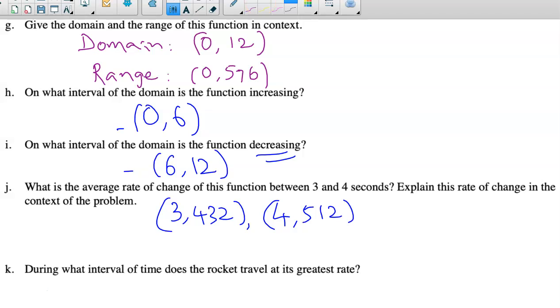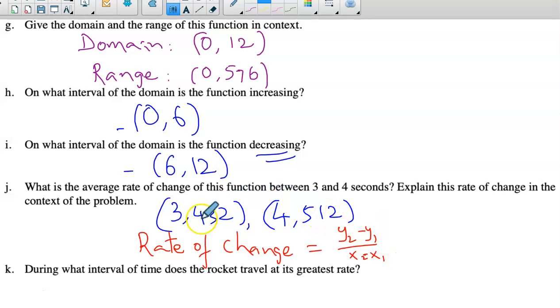Now the average rate of change is equal to the formula y2 minus y1 over x2 minus x1. Okay, that is 512 minus 432, divided by 4 seconds minus 3 seconds. Now 512 minus 432 is how much? 0. 11 minus 3 is 8. So 80. And the denominator is 1.